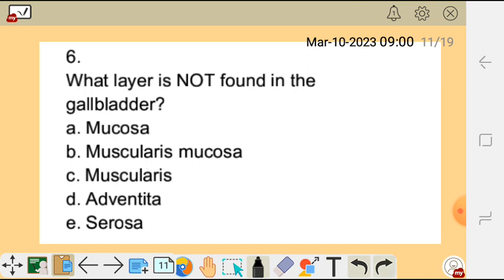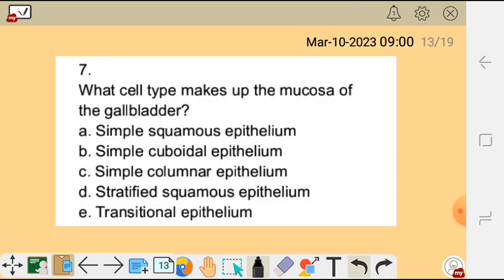So here, the layer which is not found in the gallbladder is the muscularis mucosa, but the mucosa is there, the muscularis is there, the adventitia is also called the serosa. So it's the same layer, but they are called interchangeably. So the muscularis mucosa is not found in the gallbladder. So we move on to question 7.